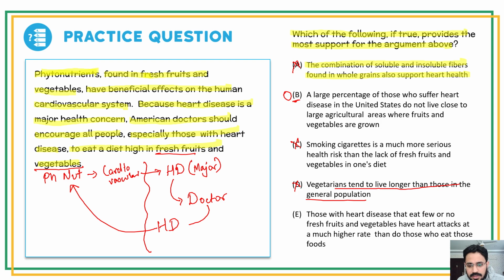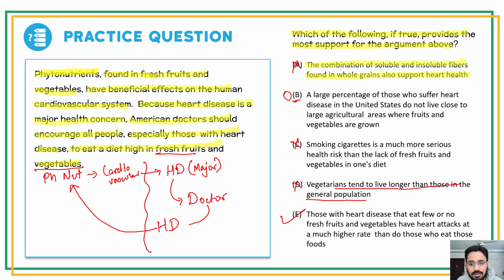Those with heart disease that eat few or no fresh fruits and vegetables have heart attacks at a much higher rate than do. Okay, so that's very straightforward. E is correct. E is correct. If I had read E, probably I would have checked it then and there.